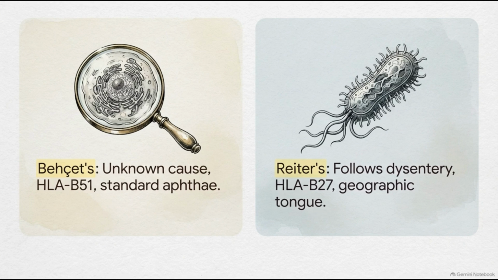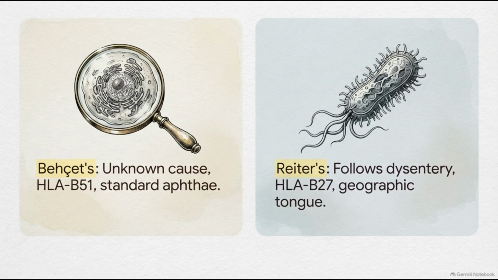First up is Reiter's syndrome, which is a form of reactive arthritis. While both of these can present with a triad of oral, ocular, and joint issues, there are some major key differences. Reiter's syndrome typically strikes young men following a very specific bacterial infection, like dysentery or chlamydia, whereas Behçet's has no known infectious trigger. Genetically, Reiter's features the HLA-B27 genotype, which is completely distinct from the B51 we see in Behçet's. And visually, this is your bread and butter right here.